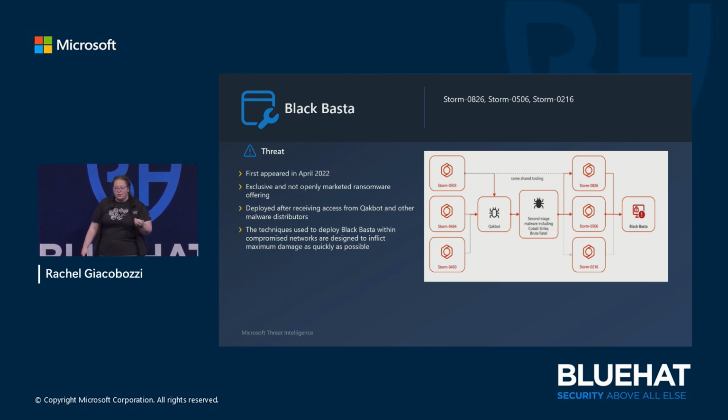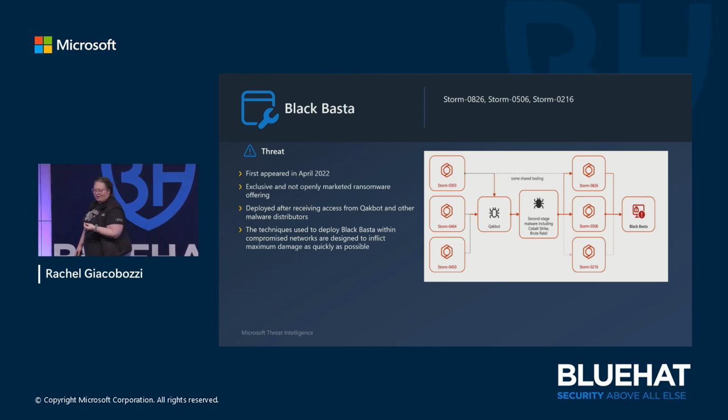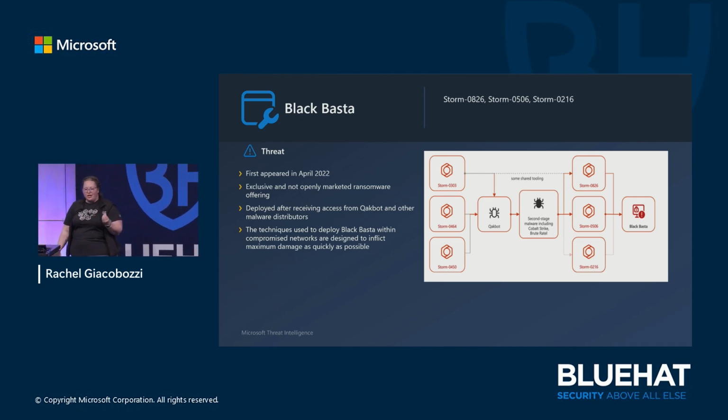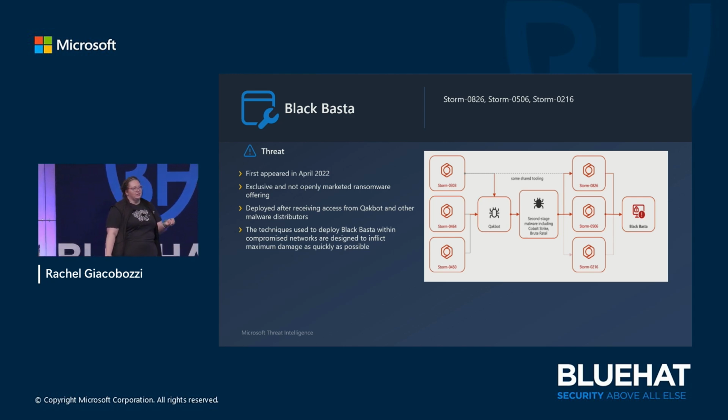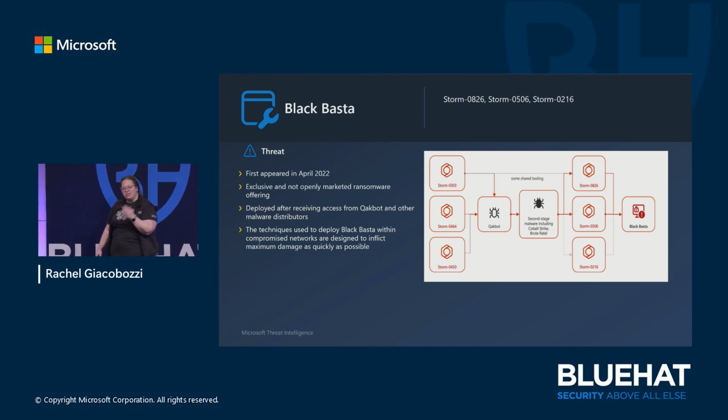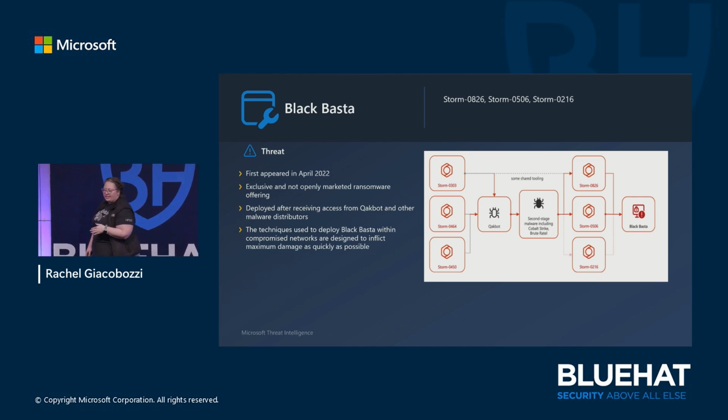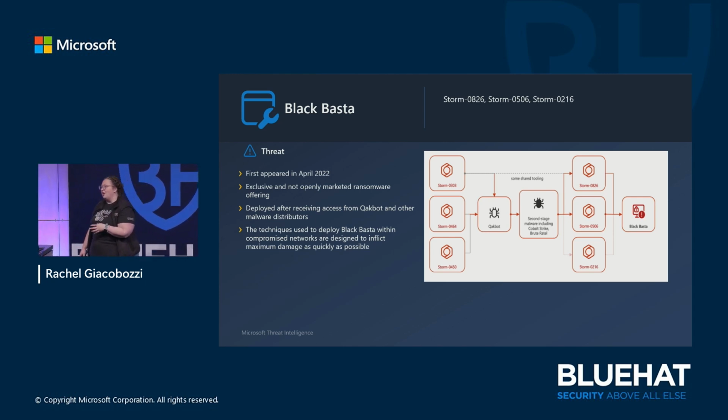What normally happens with a Black Basta infection is that groups like Storm-0450 will deploy Qakbot and then follow up with a secondary malware like Cobalt Strike, SystemBC, or Brute Ratel to gain initial access. Then they'll hand off that initial access to groups like Storm-0826 or Storm-0506, who will then deploy Black Basta on the final targeted systems.